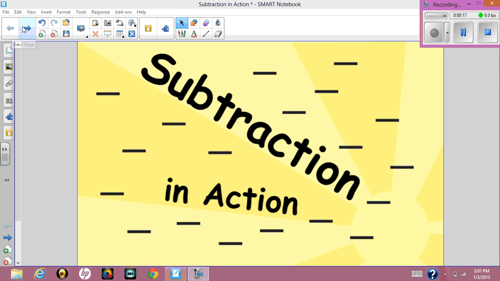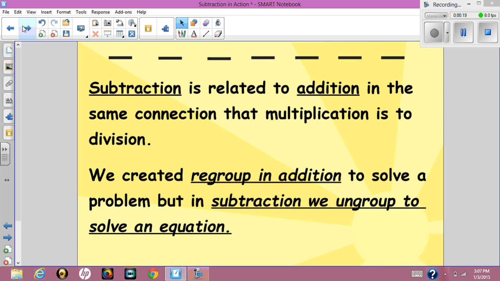There are a couple of things to keep in mind. First of all, subtraction is related to addition in the same connection that multiplication is to division. The second thing that I'd like you to consider is we regroup in addition to solve a problem, but in subtraction, we ungroup to solve an equation.